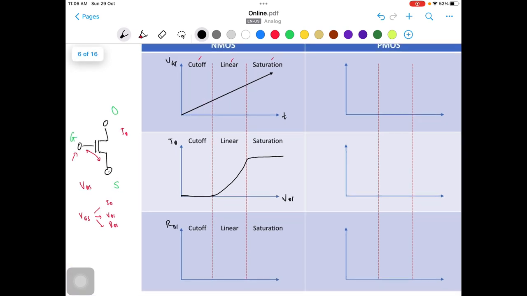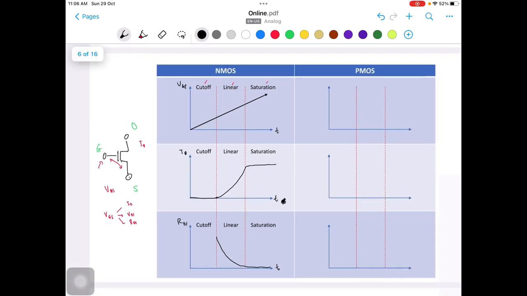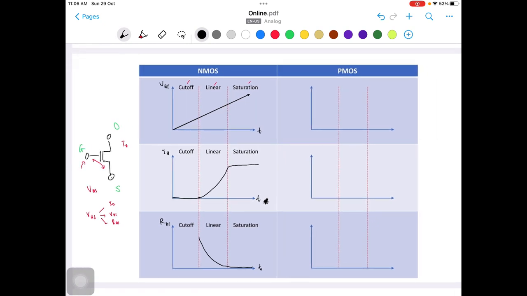But for the resistance part, RDS over time. Oh, sorry, this one is over time. So during the cutoff, the resistance is very high. Then during the linear part, the resistance has already dropped, until the saturation, where at maximum saturation the resistance is very, very low. So this is the NMOS graph that we need to understand, showing how VGS, drain current, and resistance are related. Please remember that we have three different regions: cutoff, linear, and saturation.